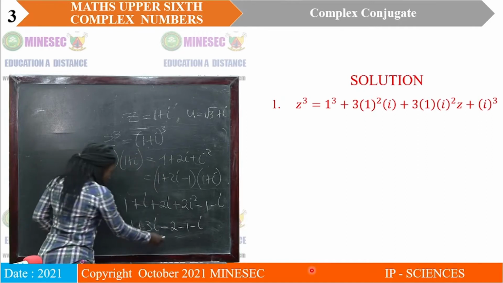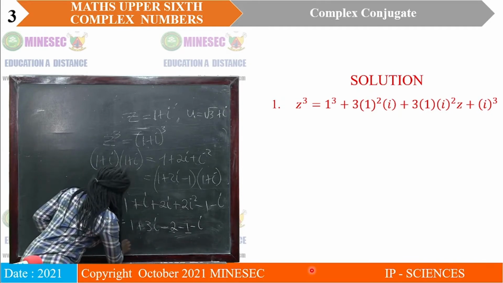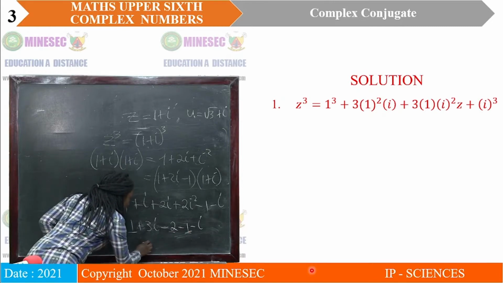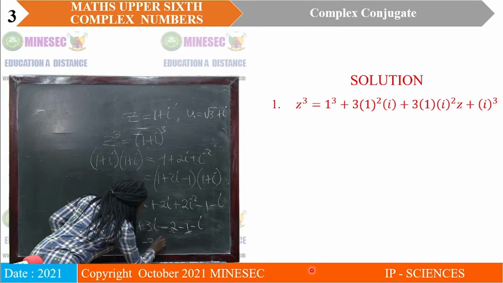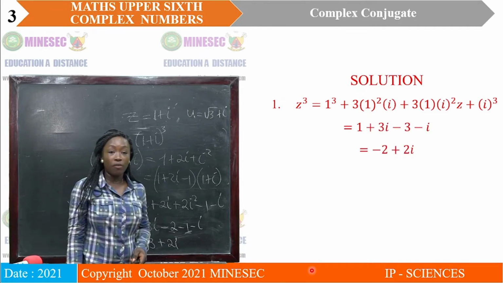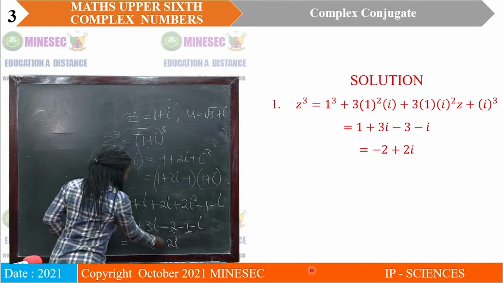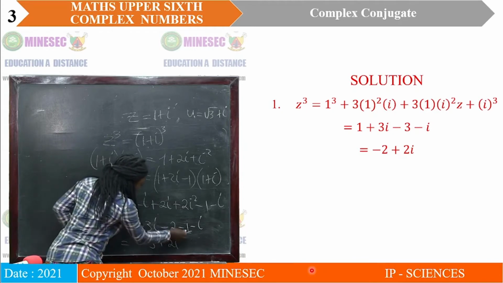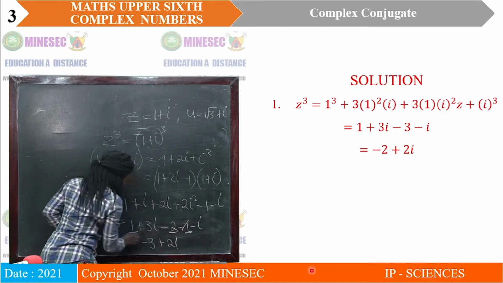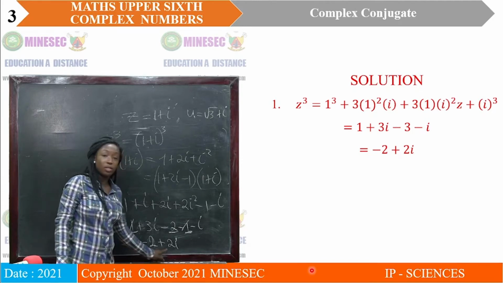We have like terms. If I'm not mistaken, these are like terms: negative 1, negative 2, and 1. And so 1 minus 1 gives 0, and actually what we're left with here should be negative 2. So we have negative 2 plus 2i.